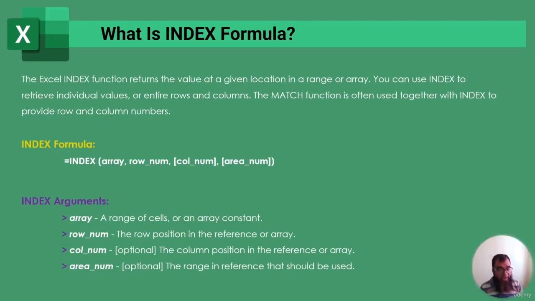Index argument array: a range of cells or an array constant. Row number: the row position in the reference or array. Column number: the column position in the reference or array. Area number: the range in the reference that should be used. So, easy to say, it returns an item, a collection, based on the provided row and column index.